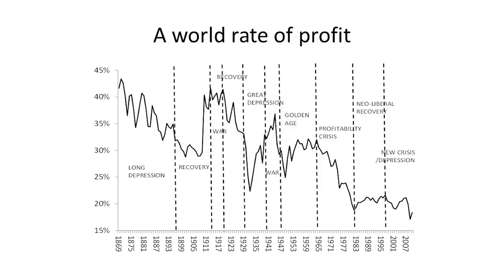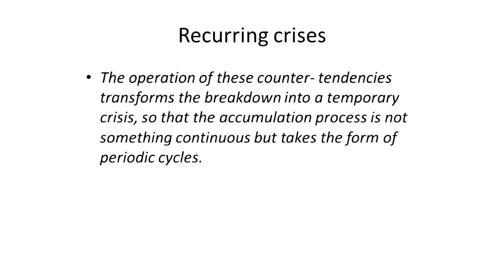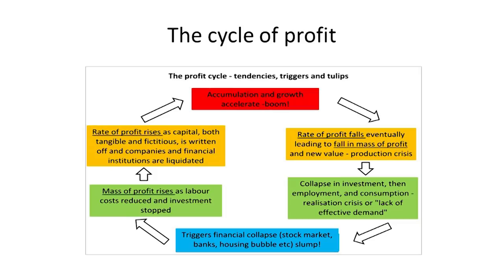However, we hope to present Esteban's ideas in the new book in October and reverse this process of Roberts taking all the credit. So here we see a secular fall in the rate of profit, proven, but with counter-tendencies. It doesn't fall in a straight line, and there are periods, after perhaps a long depression, a situation called war, where there's a sharp rise in the rate of profit. So it's both cyclical and secular. We have recurring crises. The counter-tendencies transform the breakdown into a temporary crisis, so that the accumulation process is not continuous, but takes the form of periodic cycles.